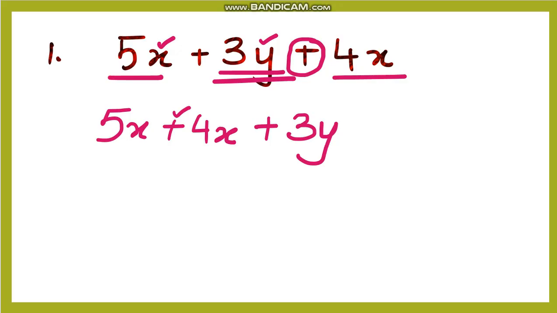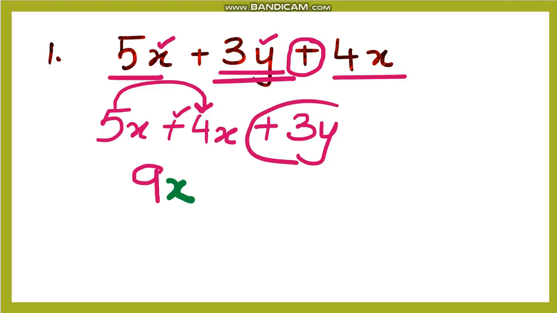Step number 1, you identify your like terms. Step number 2, bring the like terms together. Now we are going to add the coefficients. What are the coefficients? Once again, coefficients are the numerical values in front of the variables. 5 and 4. What is 5 plus 4? 9. And the most important thing here, x's don't get added to each other. We only write x. The coefficients get added, but the x remains the same.